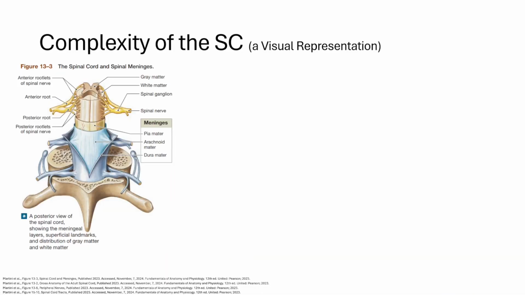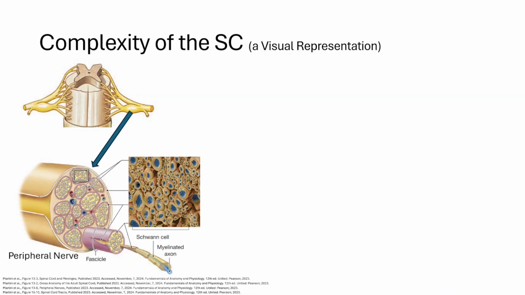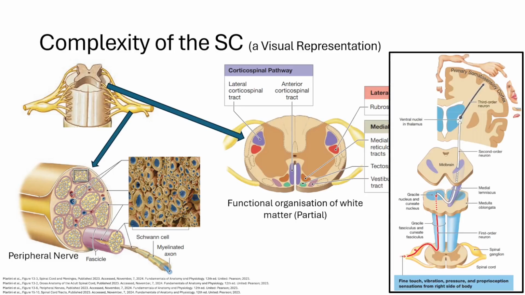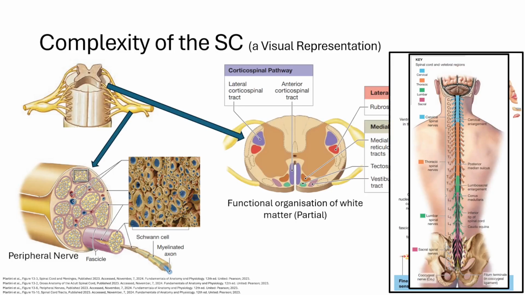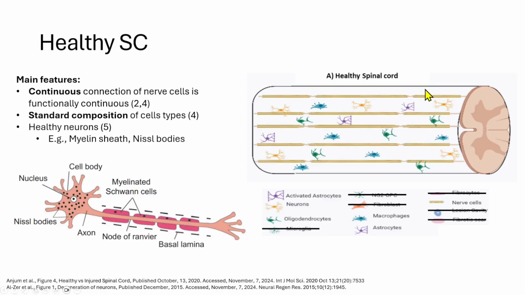So just to appreciate the complexity of the spinal cord, here's a peripheral nerve, and here are the tracts, which pertain to different functions, and there are 31 peripheral nerves connecting to these tracts. So a healthy spinal cord might look something like this, with continuous nerve cells, a standard composition of cell types, and healthy neurons. So for example, myelin sheaths are present and Nissl bodies are present.